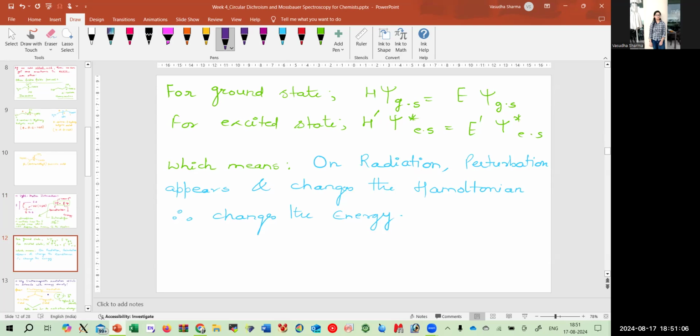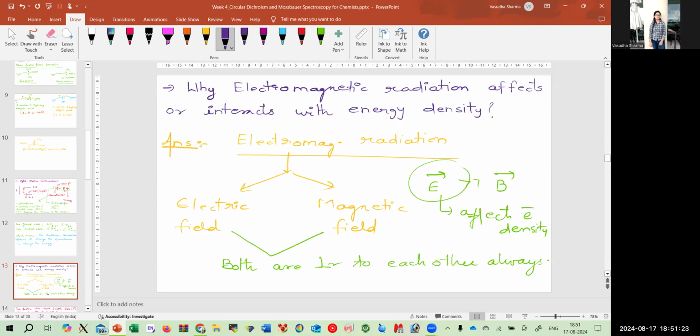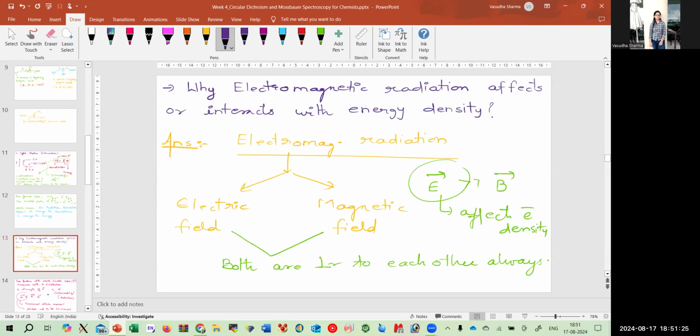For the excited state, there would be different atmosphere. That means Hamiltonian is changed, and so your energy as well. Which means on radiation, the perturbation of the electron density will appear, and therefore it changes the Hamiltonian, correspondingly changing the energy. Now, why electromagnetic radiation actually affects or interacts with your energy density?